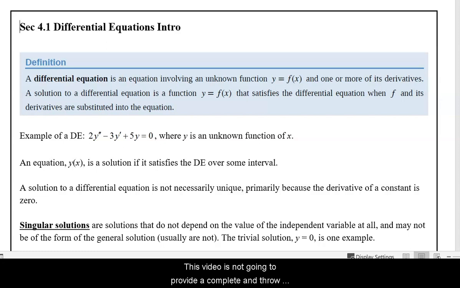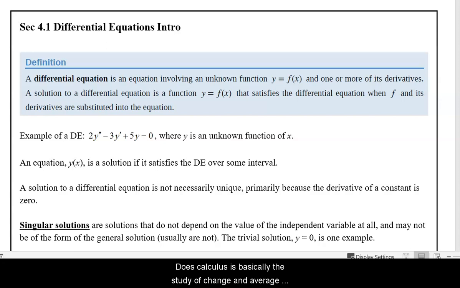This video is not going to provide a complete and thorough overview of differential equations such as you would receive in a differential equations course, but it will provide a basic background of what a differential equation is, what a solution to a differential equation looks like, and cover some basic techniques of how to solve one. Let's take a look first at what exactly a differential equation is.